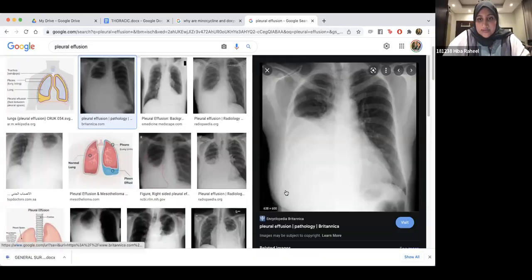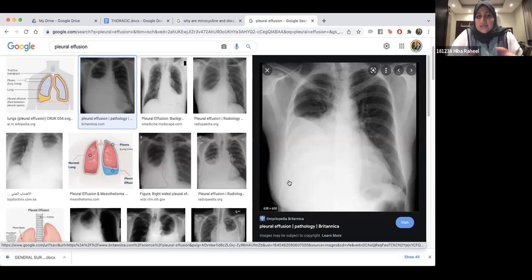As for a pleural effusion, just a second. Okay, so over here, let me share my screen with you. Here, as you guys can see in this picture, see how you can't see this patient's costodiaphragmatic recess. It's not visible.